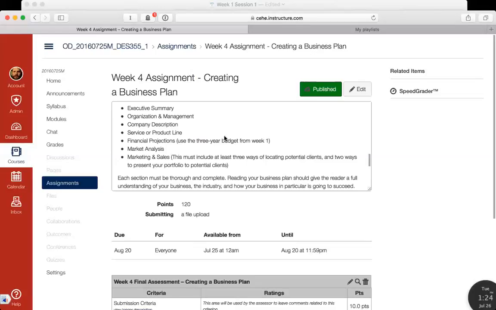You're going to have a section on your organization and management. So basically, who are you? How's the company going to be organized? What type of company is it legally? You're going to have the company description. So what is it that you do? What is your company? And you're going to have your service and product line, which in your case is probably going to be graphic design, but that can be specific. It could be logos. It could be you do websites. You're going to go into specifics about your service or product line. You're going to have your financial projections, which we are actually going to be doing in week 3. So you don't need to worry about doing that as part of week 4. You're just going to include it in your business plan.